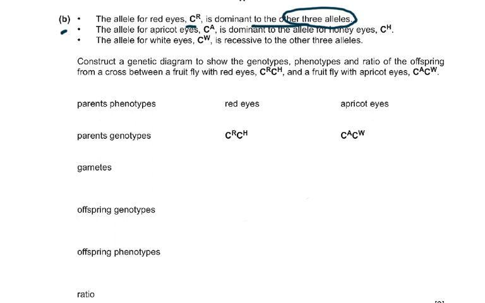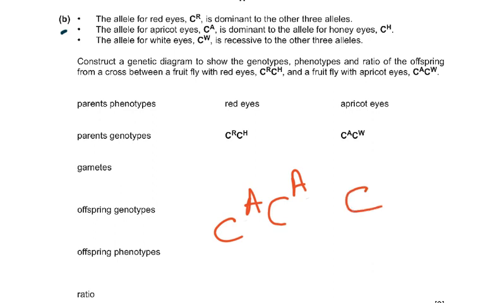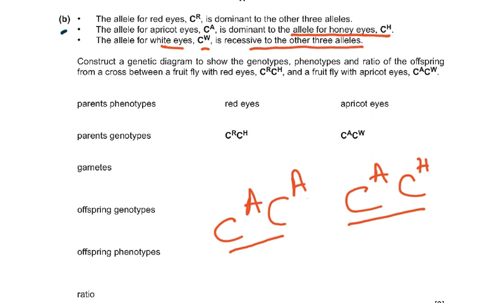Then it says the allele for apricot eyes is dominant to the honey eyes. So what is the apricot going to be? It's going to be either CACA or CA and CH, because it says dominant to the allele for honey eyes. So the apricot ones will be either CACA or CACH. And then it says the allele for white eye, CW, is recessive to the other 3 alleles. So the apricot can also be CACW.